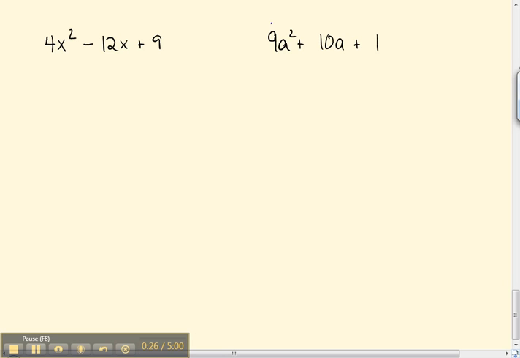Did I say difference of squares? I think I did. I meant to say which one's a perfect square. Maybe I got it wrong. Who knows? Anyways, obviously the one on the left is the perfect square.